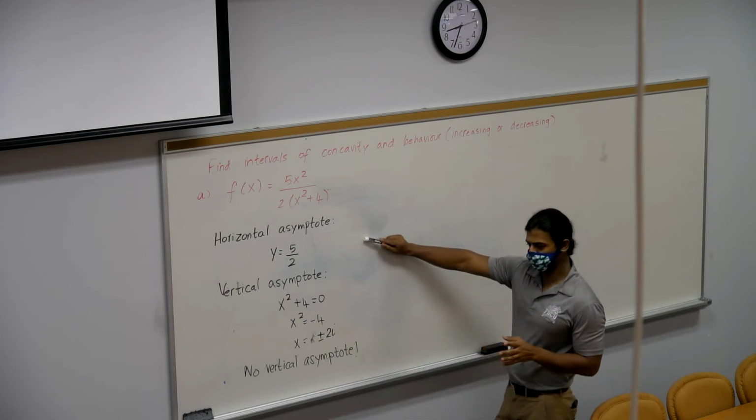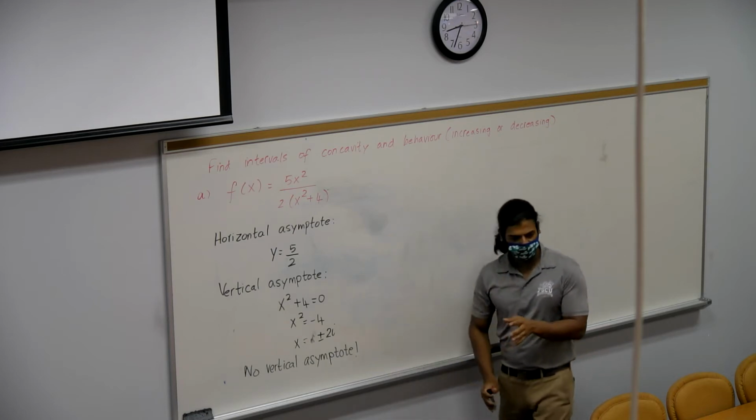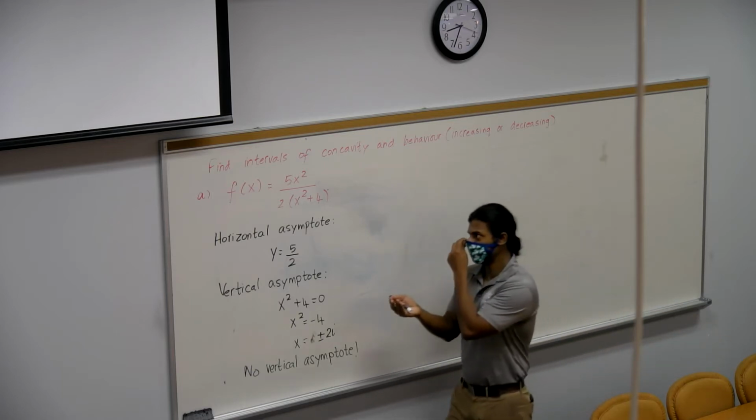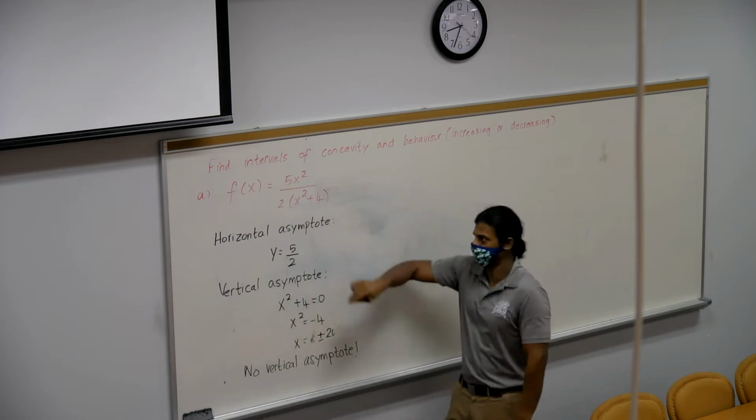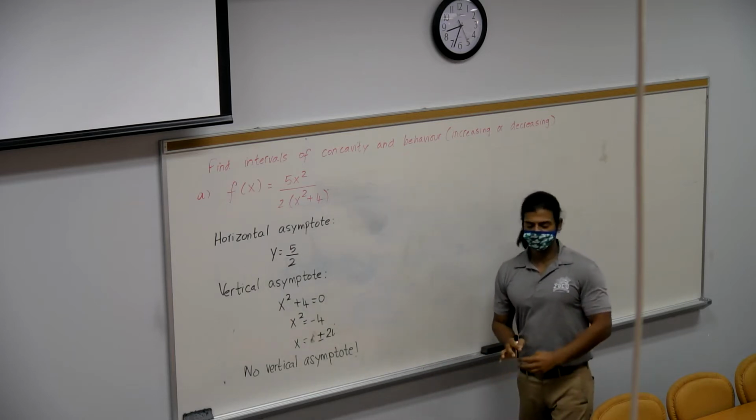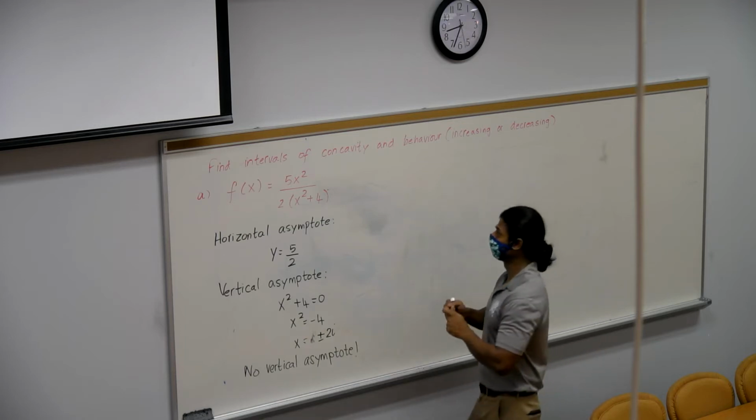So we have a horizontal asymptote, but we don't have a vertical asymptote. It is feasible because for some rational functions, the denominator may not become 0, and here it doesn't. So we don't have a vertical asymptote, which is a great thing.